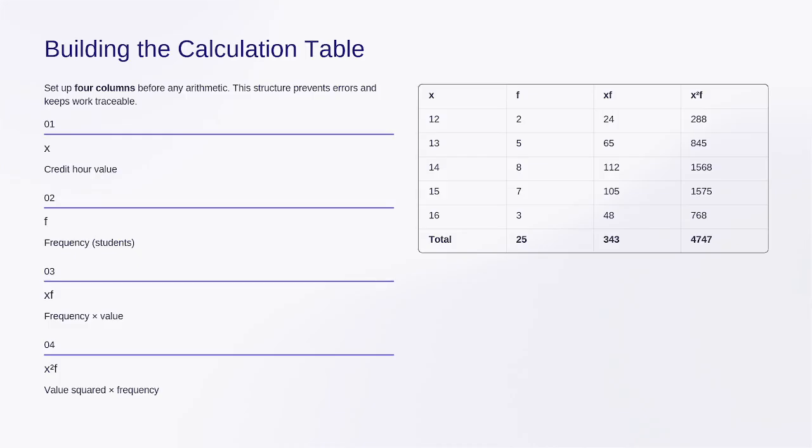Finally, add all the values. We get sum of f equal to 25, sum of xf equal to 343, sum of x square f equal to 4747. That's all. These totals are all we need.